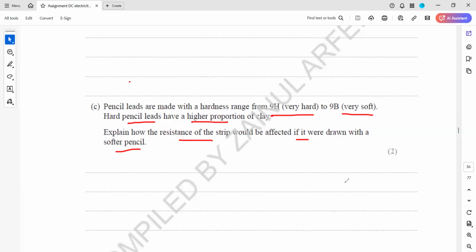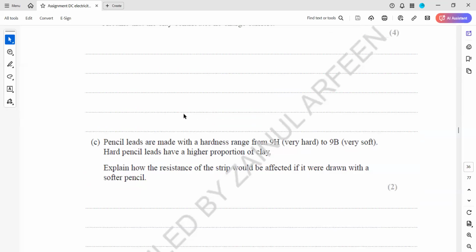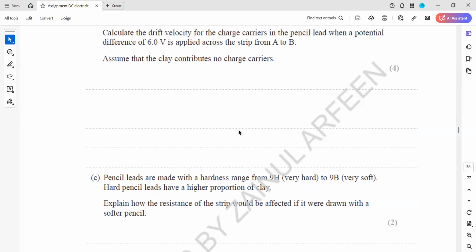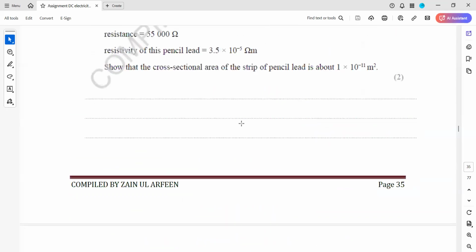As a result, what will happen? We want to compare the resistance. There will be more charge carriers. If the pencil leads are made with a hardness range from 9H to 9B, 9B is very soft because it contains a greater proportion of graphite. So how would the resistance of a strip be affected if it were drawn with a softer pencil?